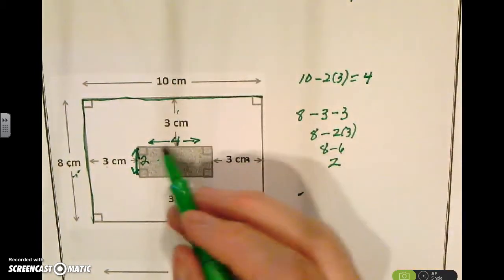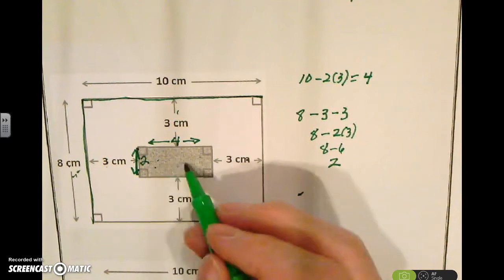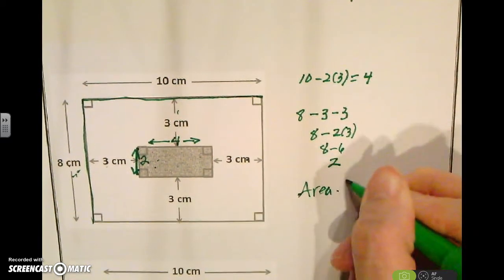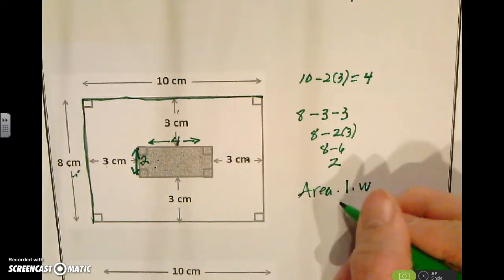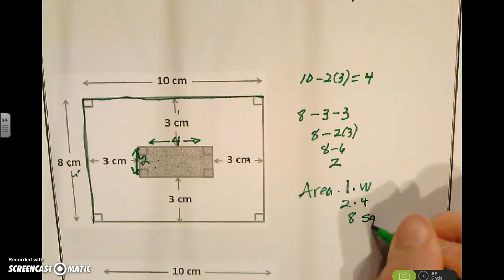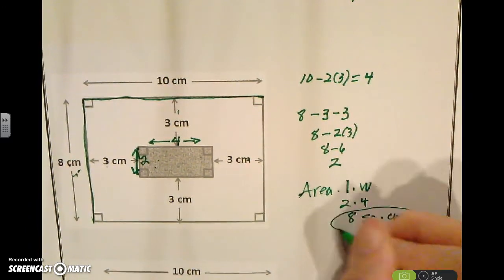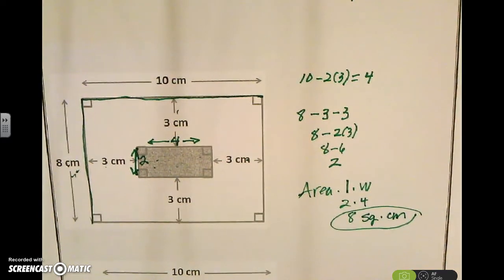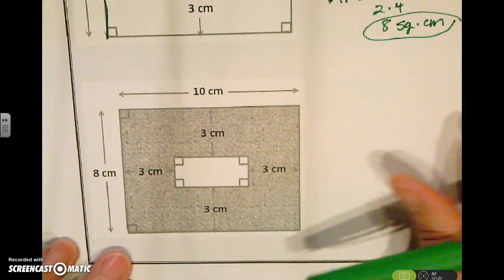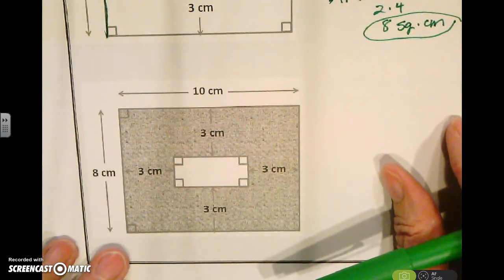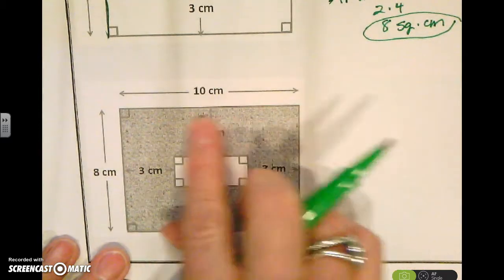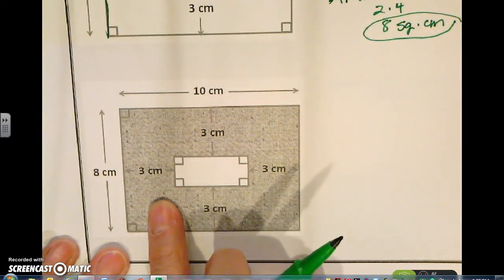All right, so now I know the length and the width of this shaded rectangle, and to find the area, I'm going to multiply length times width. So I have 2 times 4 is 8, and it's going to be in square centimeters for that answer. All right, so then let's look at below it here. This time I have this look to it, and the shaded area is the outside area, and I want to figure out what the area is.